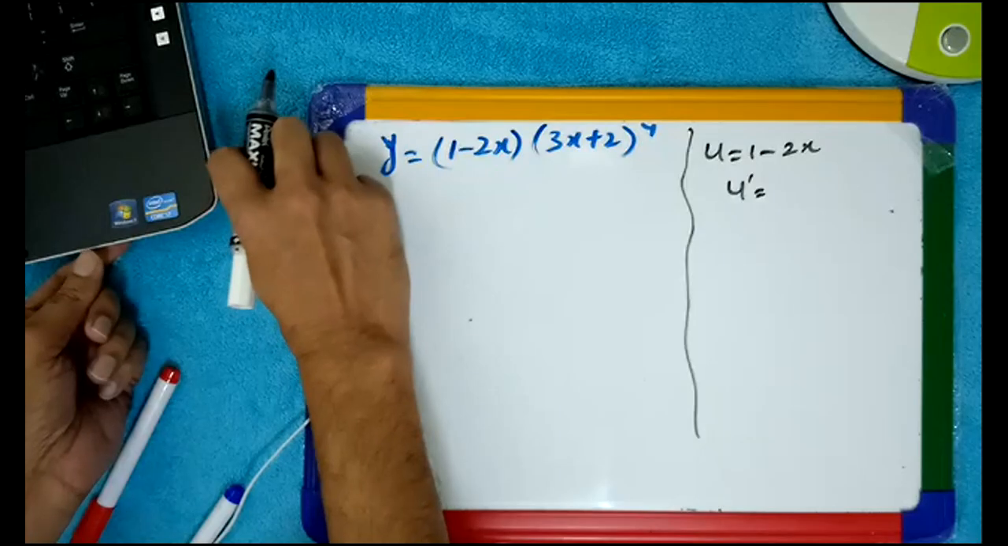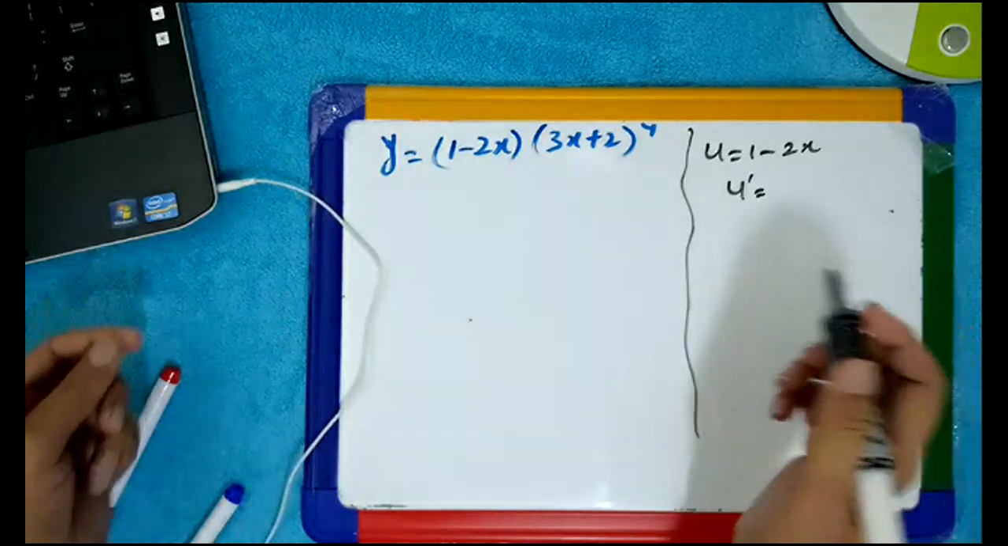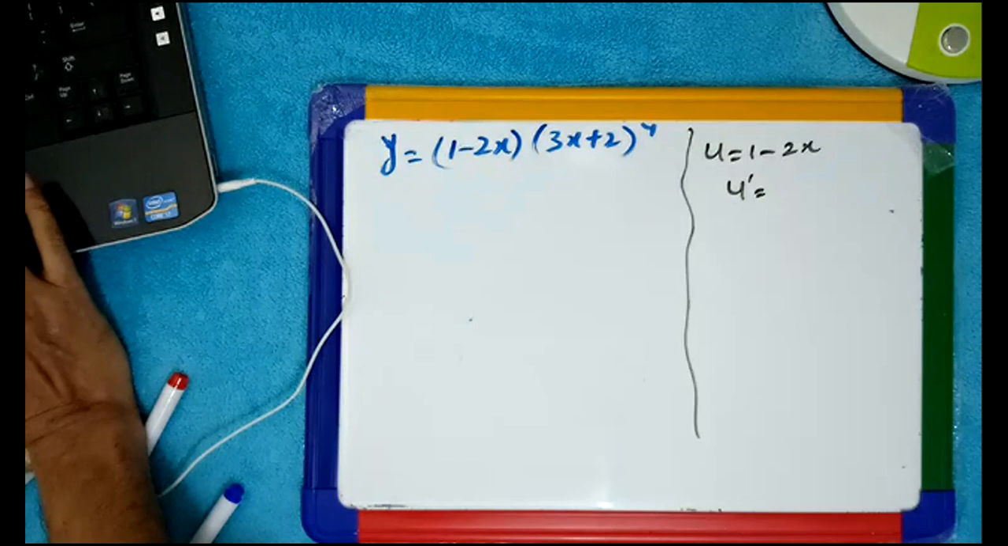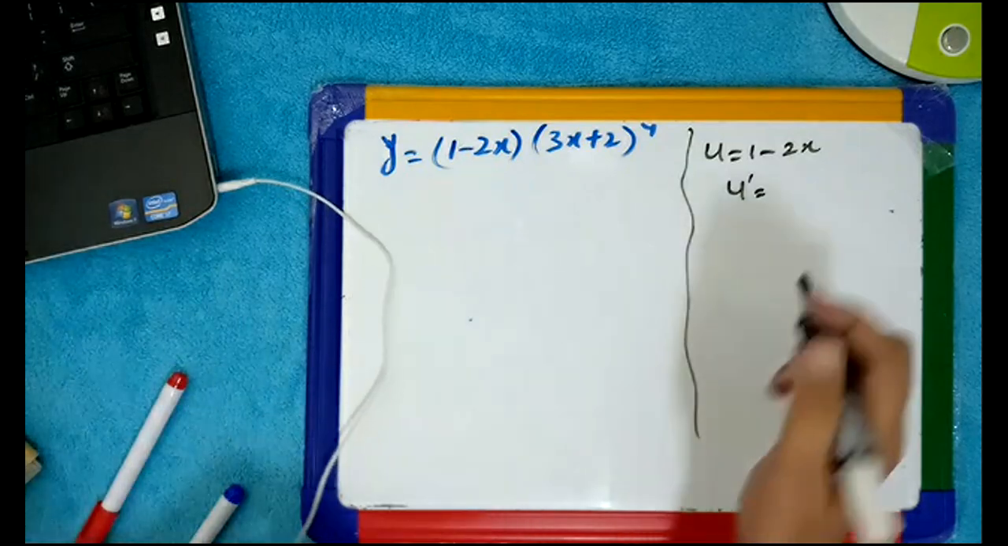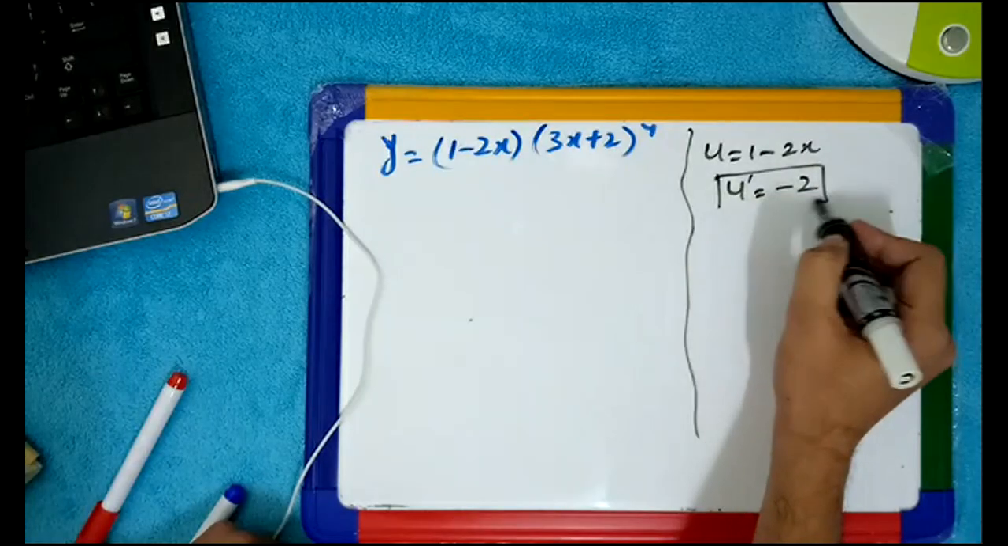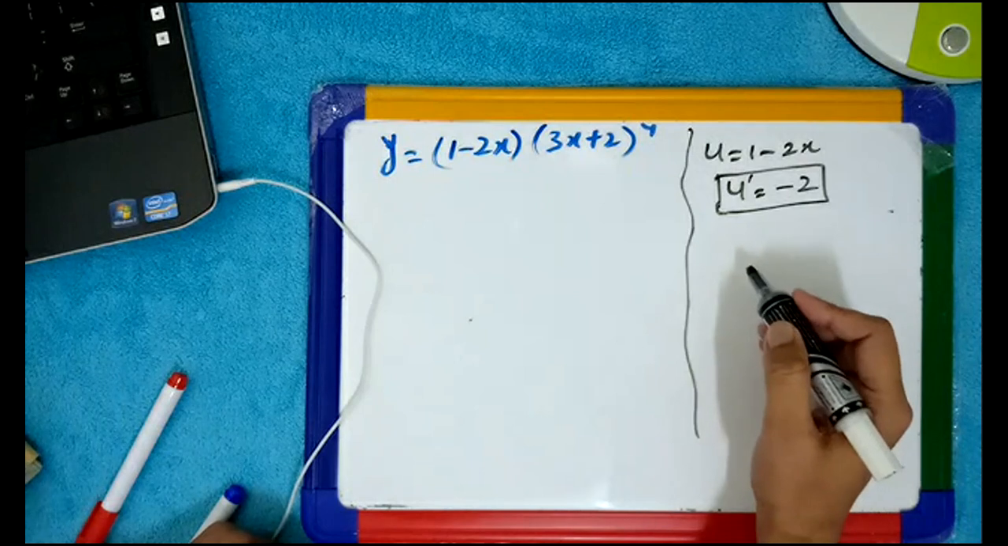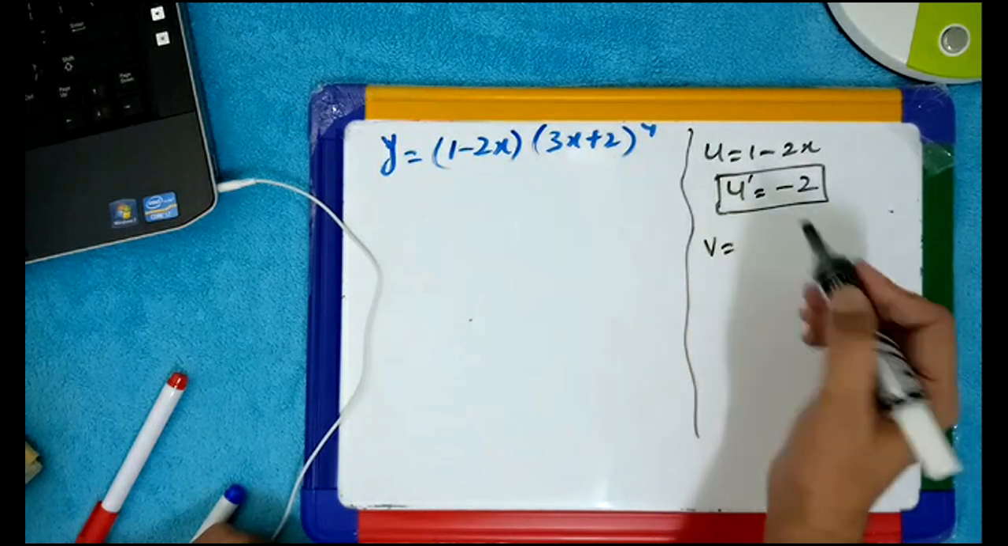U dash is minus... It turns to zero. Yes, you are right. Minus 2. Got it? Right. Okay, next is v. Your differentiation will be fine with me.